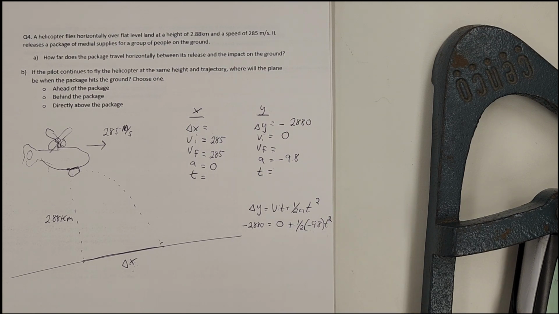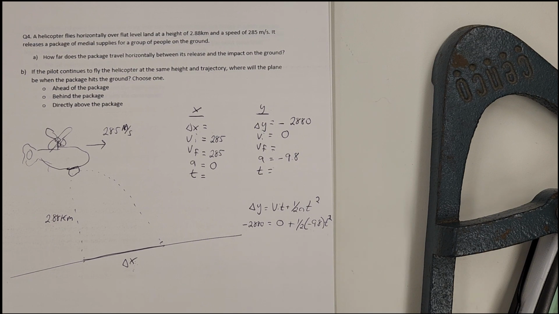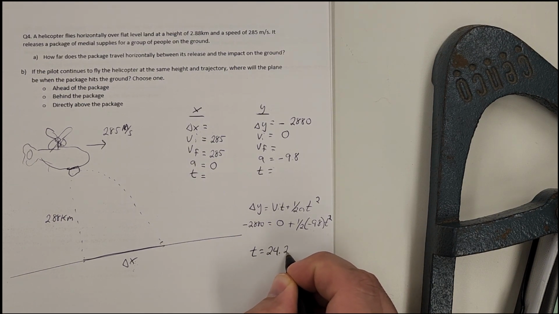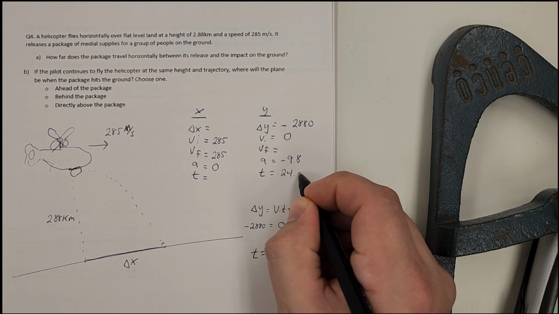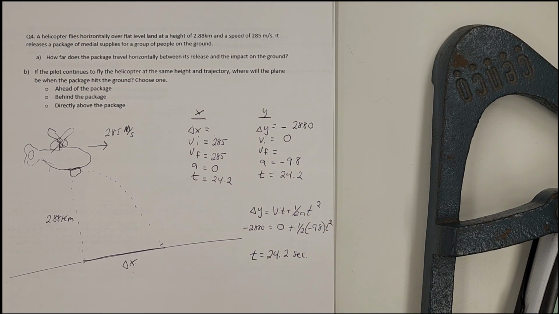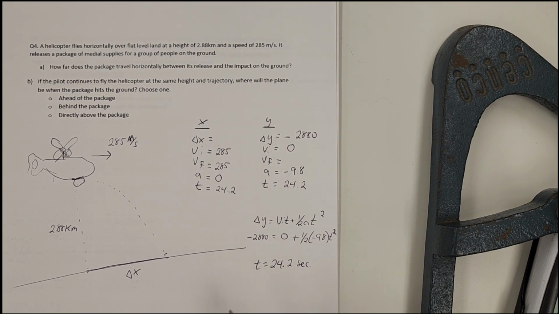Then, after we have a value for t squared, we want to take a square root of that to get the value for t. So let's take 2,880, divide it by the 4.9, because remember the negatives have canceled. That gives us 587. Now if we take a square root of that answer, we'll get that t is equal to 24.2 seconds. That actually goes into both, because time moves the same whether you're in the x or the y. Time is the same there. And now we have enough information to figure out what our delta x is.